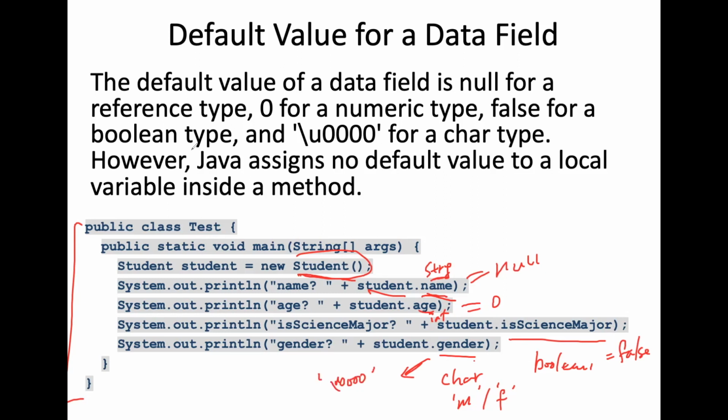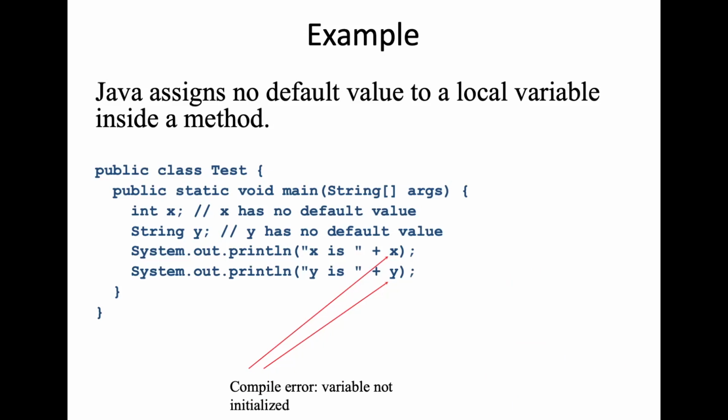Let's move on to talk about this particular use case where Java assigns no default value to a local variable inside a method. In Java, local variables declared within a method or block, basically anything that is within a pair of curly braces, do not receive default values, unlike class level variables or data fields that we saw earlier.